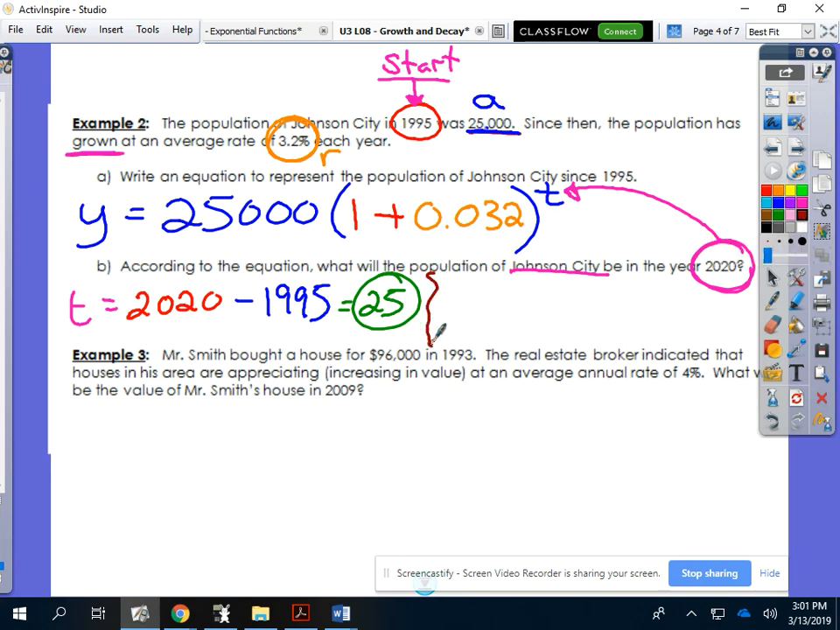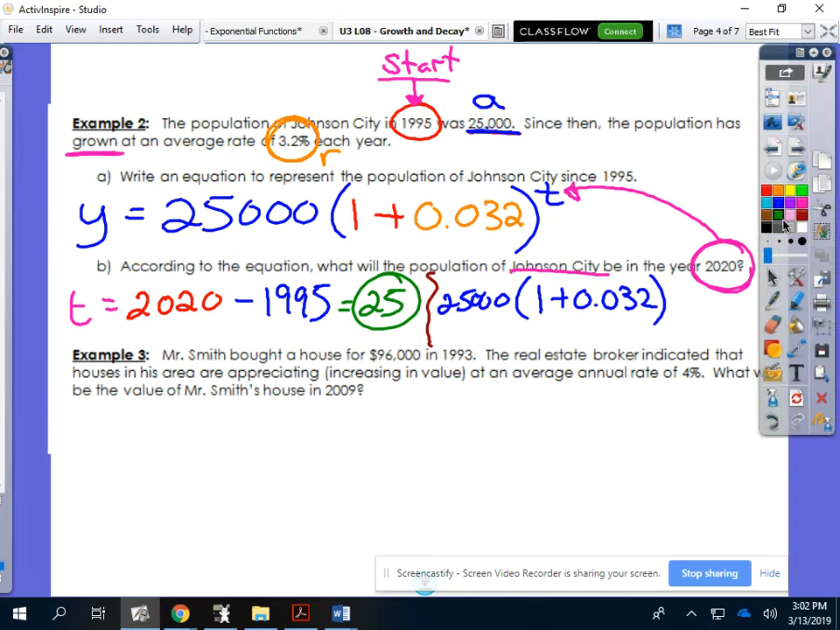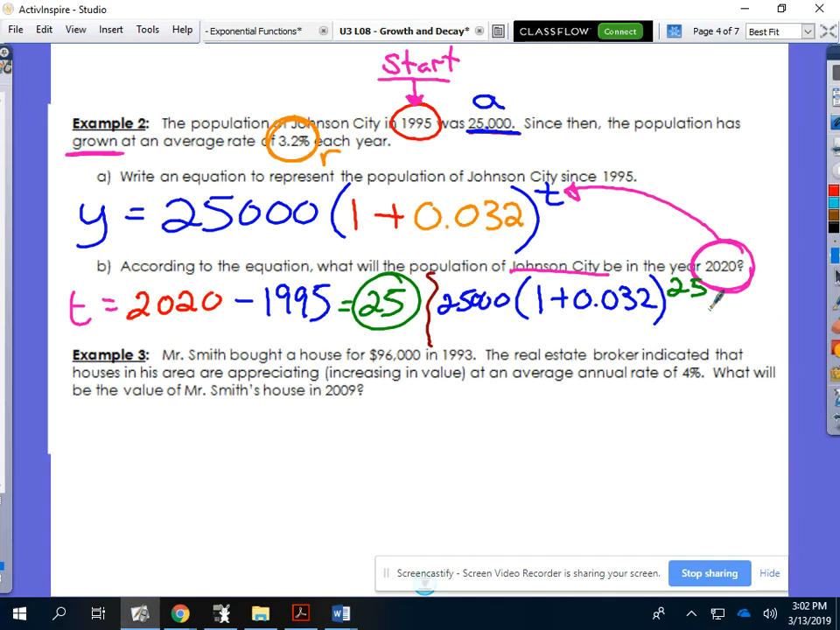So let's rewrite our equation real fast. The equation here would be 25,000, open parentheses, I forgot a zero, 25,000, open parentheses, 1 plus our value here, 1 plus 0.032, close that parentheses, and we're going to raise it to the 25th power.